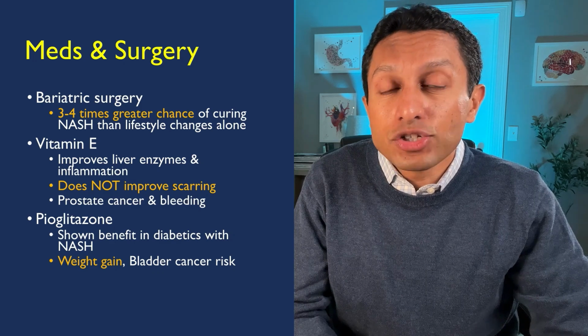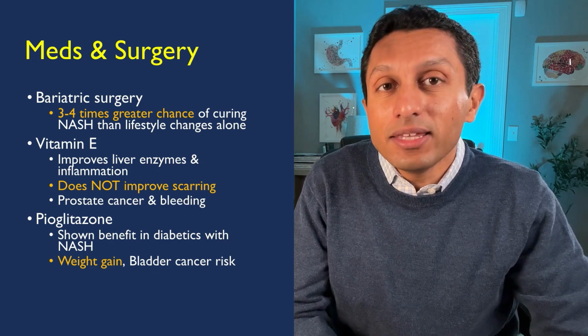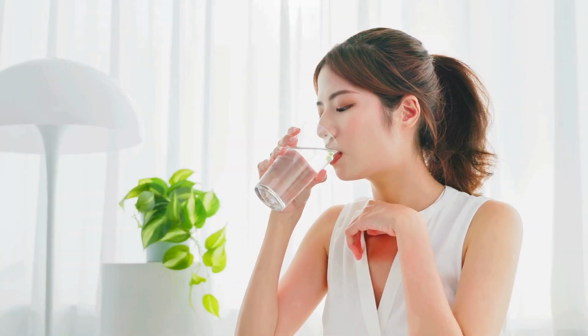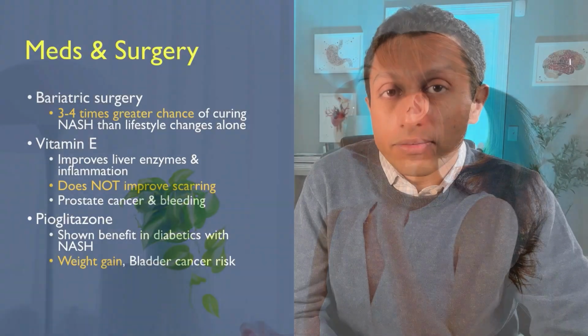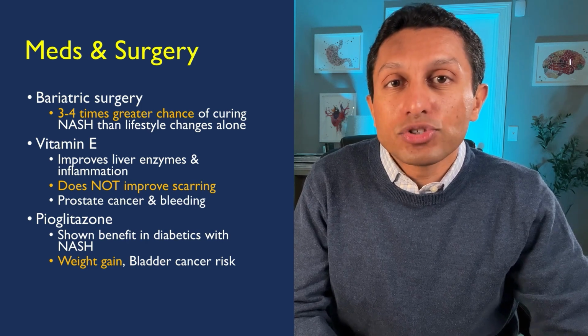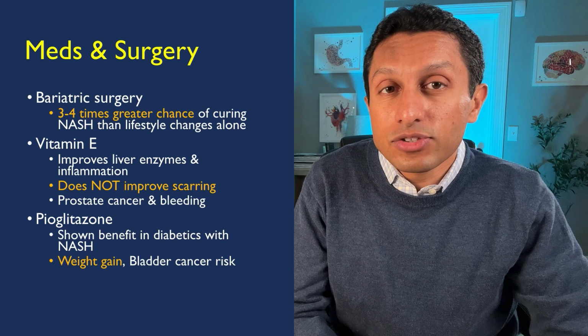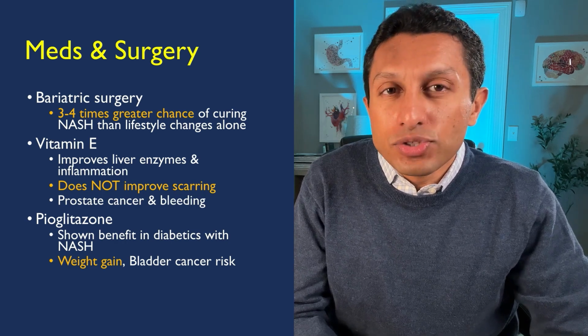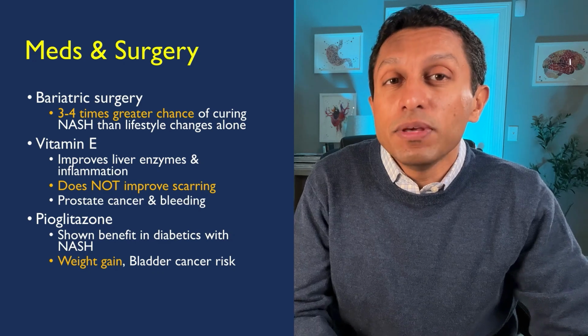For those with NASH without diabetes, daily vitamin E has been shown to improve liver enzyme levels and inflammation in the liver. Vitamin E has not been shown to improve scarring of the liver. In addition, some studies have shown a possible association with prostate cancer and an increased risk of bleeding. Now, these associations are not strong and need to be further investigated.